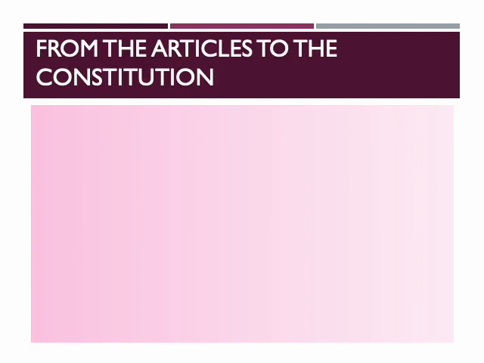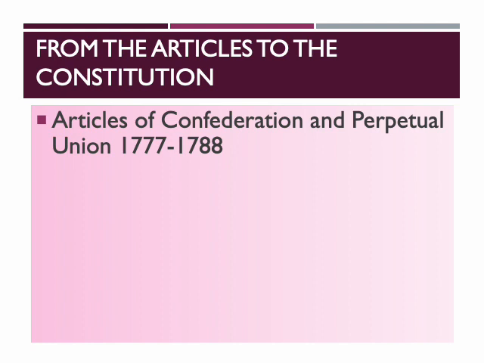So to best understand the United States Constitution, it's important that we take a look at the first Constitution of the United States. And the first Constitution of the United States is the Articles of Confederation and Perpetual Union.